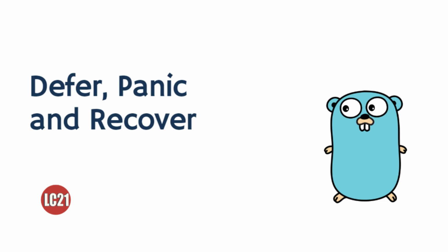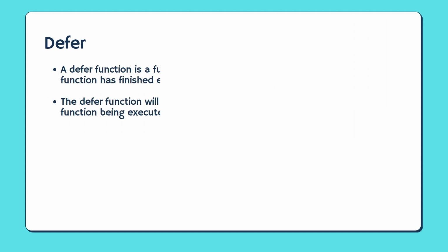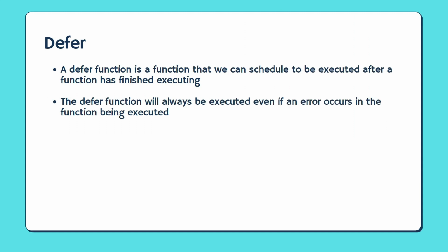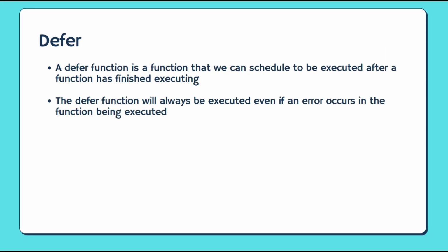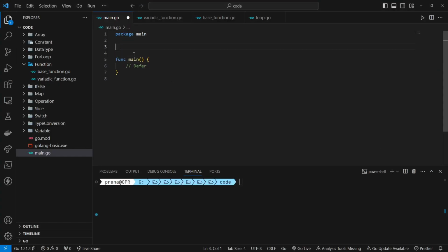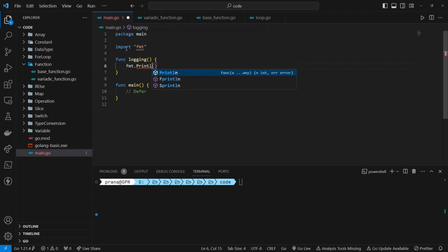Defer. A defer function is a function that we can schedule to be executed after a function has finished executing. The defer function will always be executed even if an error occurs in the function being executed. In this scenario, we are delving into the concept of defer in the Go programming language. First, we create a function called logging with the content print done call function.